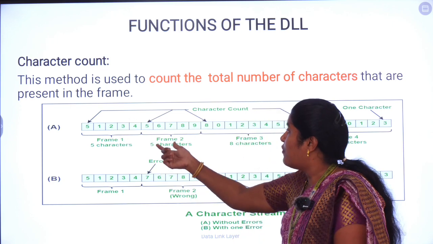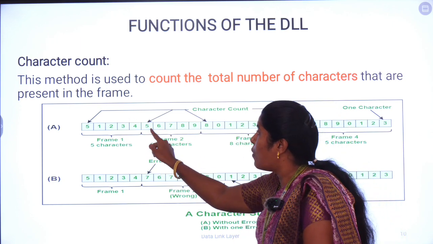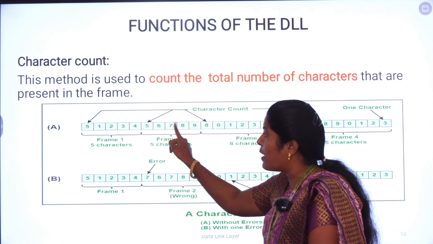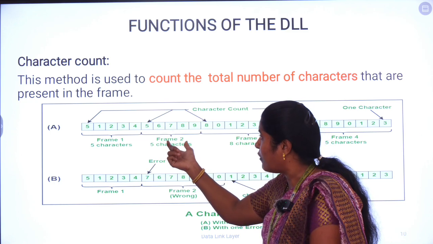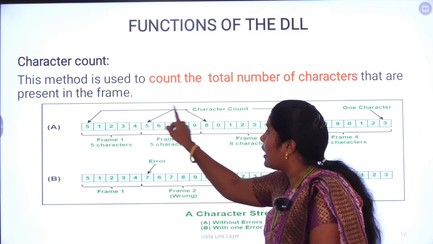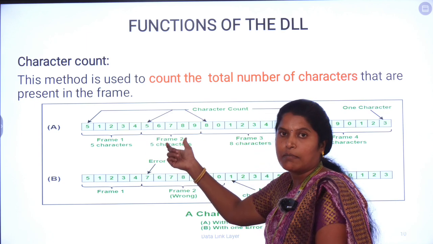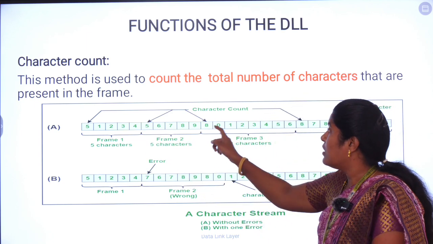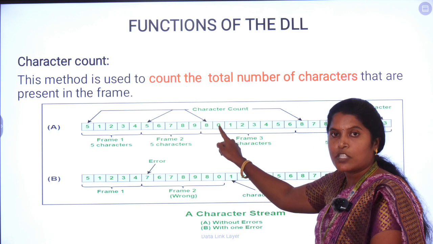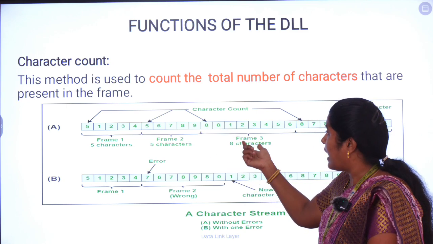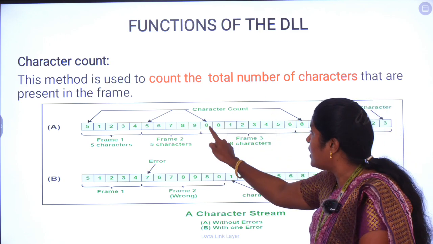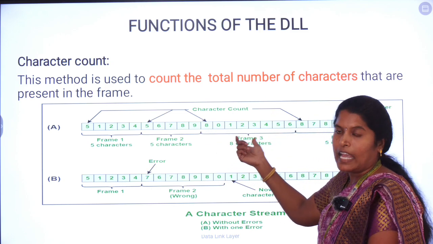If you take the second frame, here the character count is 5. This character count 5 indicates the number of bytes in the second frame, which is nothing but 5: 1, 2, 3, 4, including this character count 5, it becomes 5 bytes in frame 2. Moving on to frame 3, the character count is 8, so there must be 8 bytes in the third frame: 1, 2, 3, 4, 5, 6, 7, including the character count, it becomes 8, and so on.